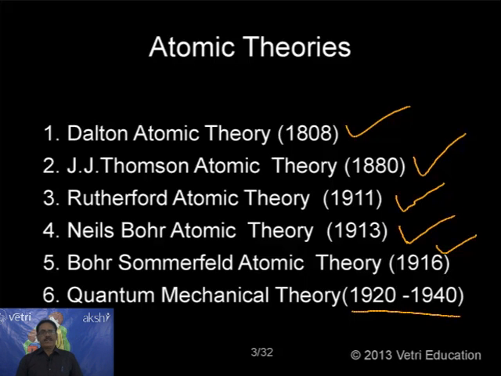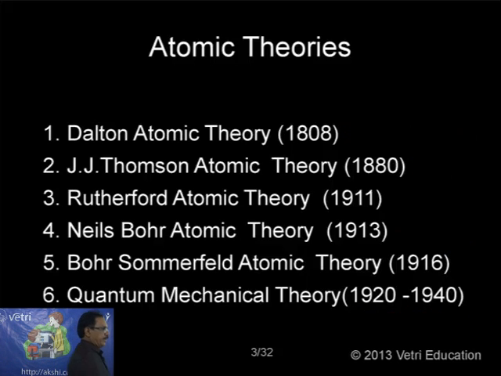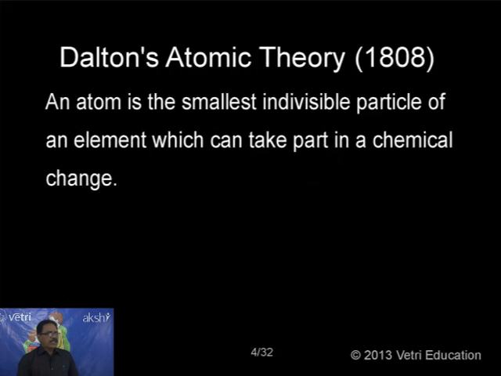Let me go through all the theories one by one to give a clear idea regarding what an atom is, what the structure of an atom is. First, let me take Dalton's atomic theory. As I have already pointed out, it is the scientific theory given to study the structure of an atom. Dalton atomic theory was successful in explaining all the laws of chemical combination: law of conservation of mass, law of definite proportion, law of multiple proportion, law of reciprocal proportion, and law of combining volumes. All these laws were very clearly explained by Dalton's atomic theory.